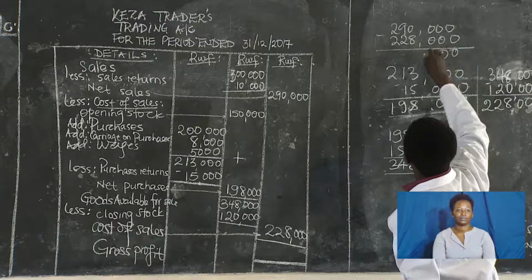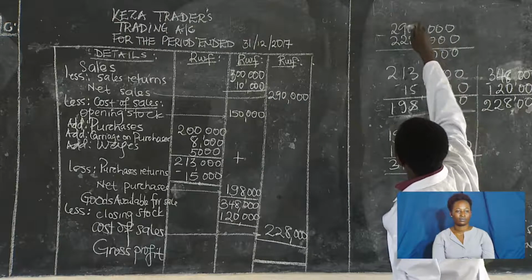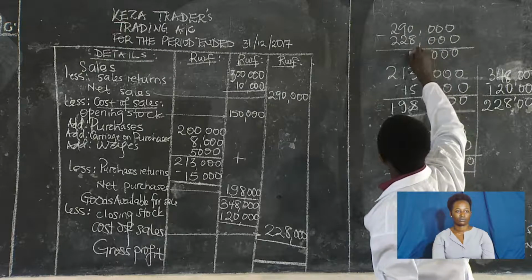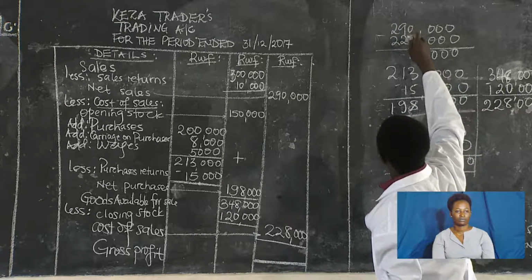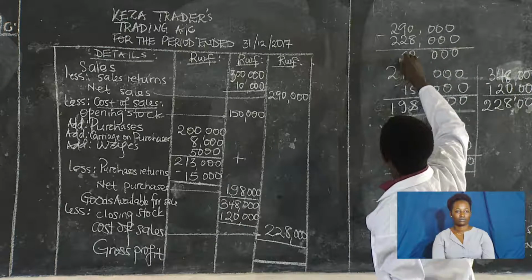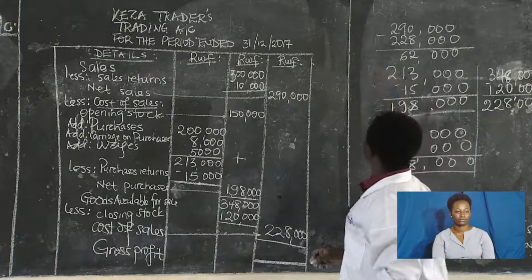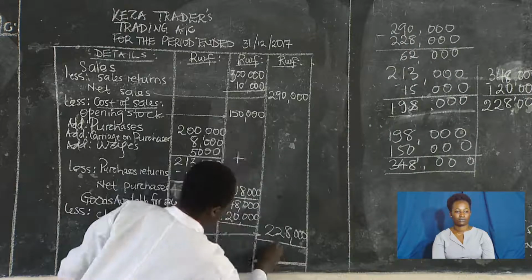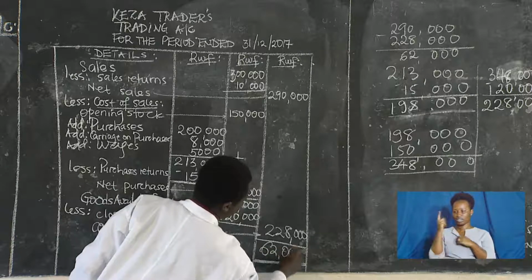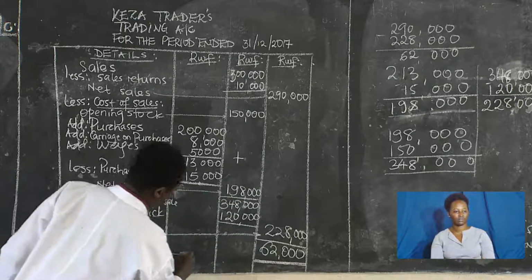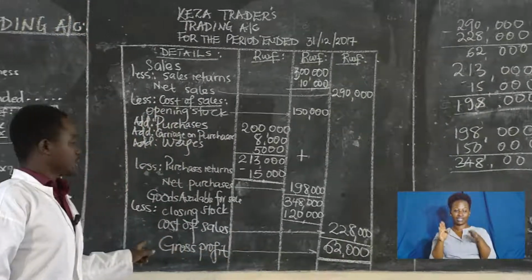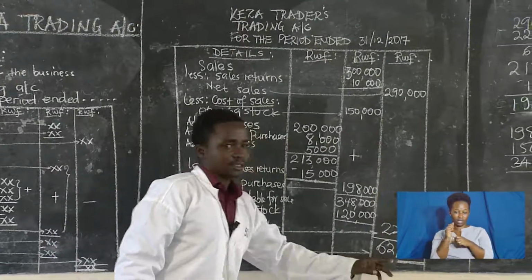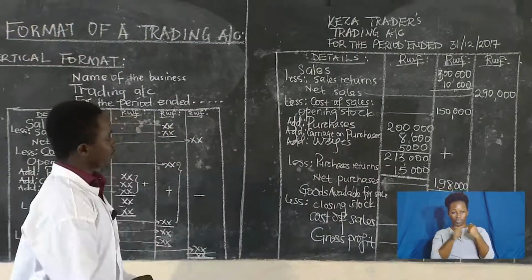0 minus 8, impossible. So you put here 1, it becomes 10. 10 minus 8, 2. Here we have 8 minus 2, 6. Then here, that is 0. So the final answer is 62,000 as our gross profit. So during this period, a business made a gross profit of 62,000. I think you can check this.